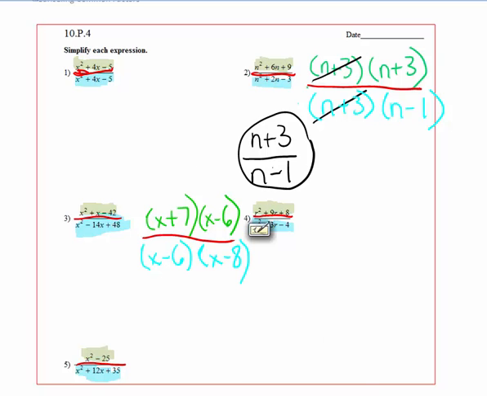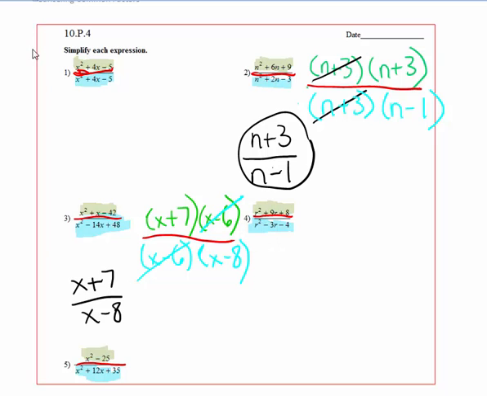I can only cross out when I have factored already, when I have a multiplication problem in the top and a multiplication problem in the bottom. Even though it looks like there's addition and subtraction here, the main operation is multiplication at the bottom and the top. So I can cross out anything that they have in common. x minus 6 is the same in both, and I will now rewrite my problem. Okay, so that's rewritten right there.